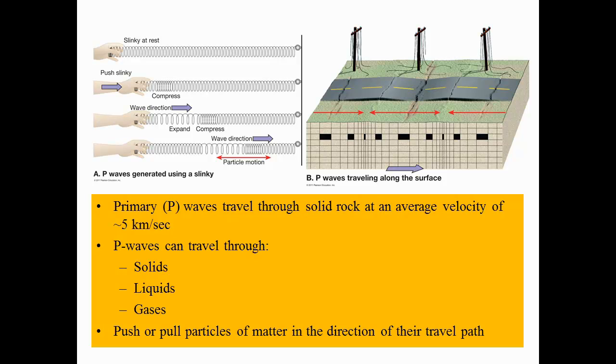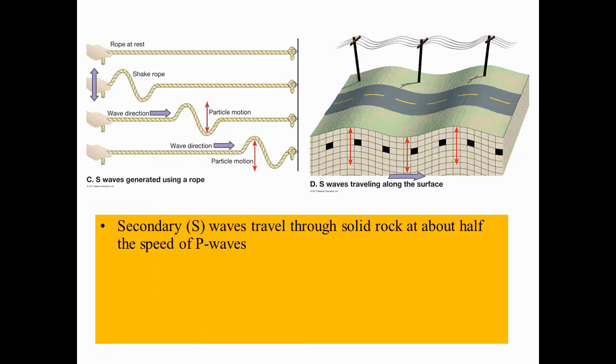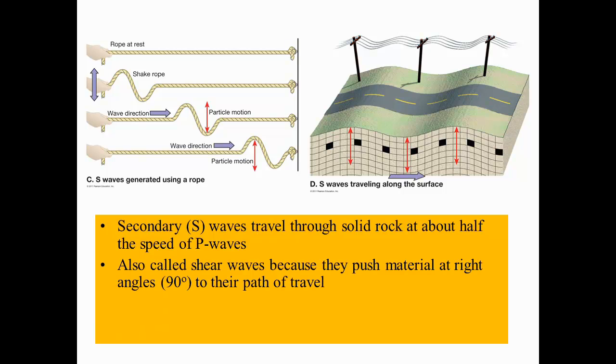rock or sediment. Now, S waves are known as secondary waves. They travel through solid rock at about half the speed of P waves.